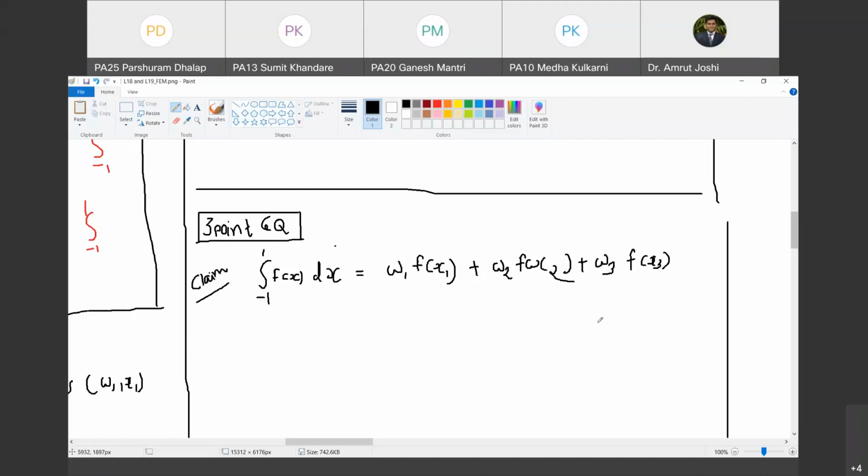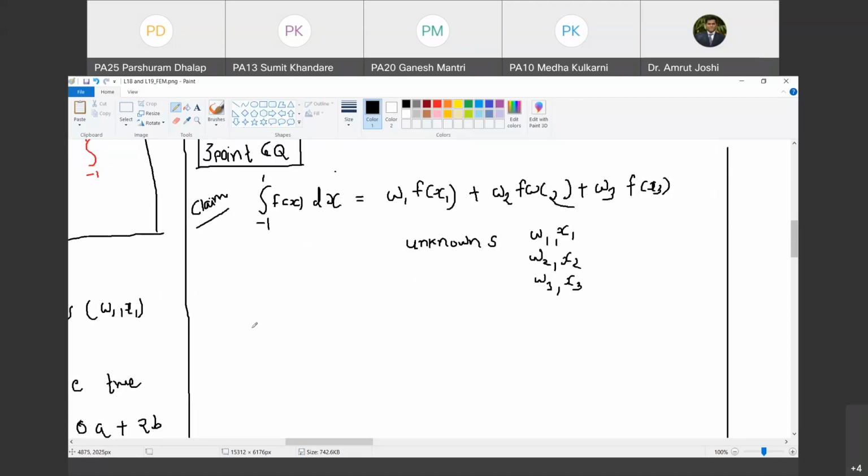Yes, sir. Okay. Now, how many unknowns are there? Can you tell me the number of unknowns in this? 6 unknowns. Yes, there are 6 unknowns: w1, x1, then w2, x2, and w3, x3. So you are going to require how many equations? 6 equations. So if you want to have 6 equations, you should have 6 coefficients on LHS and 6 coefficients on RHS to be equated. Do you agree with me?